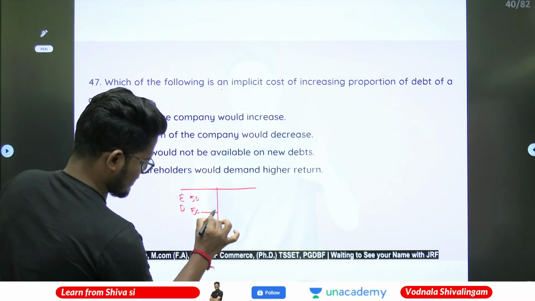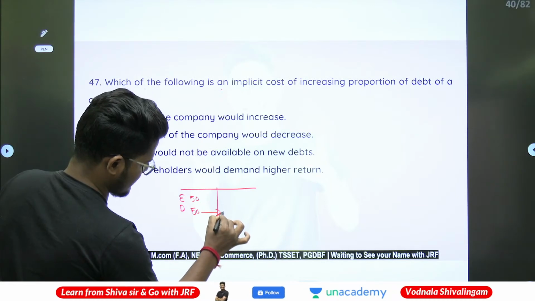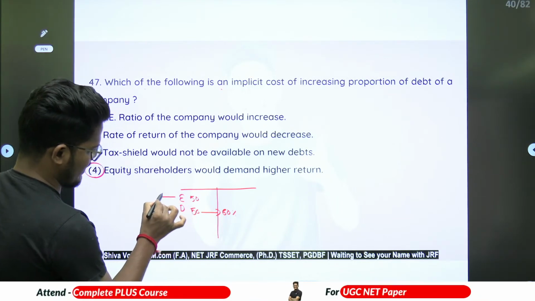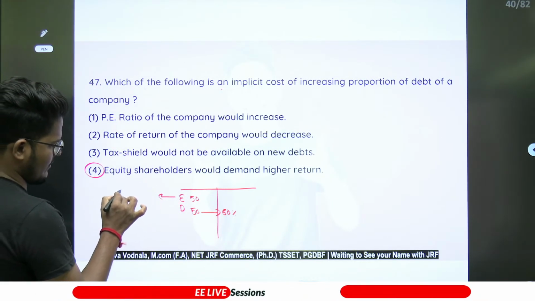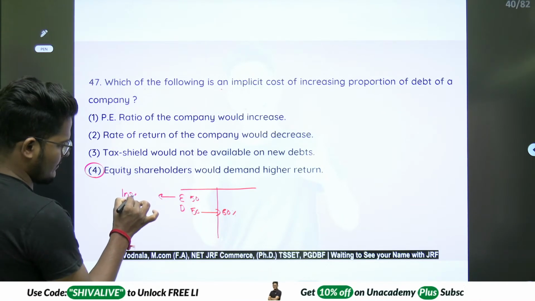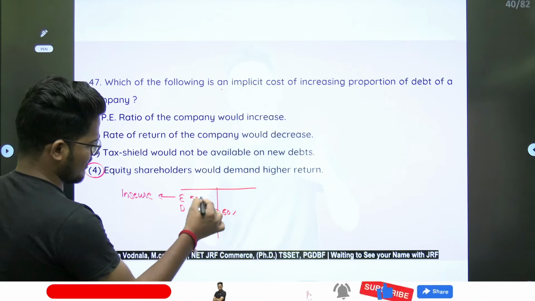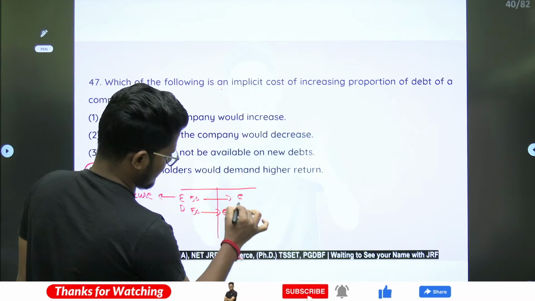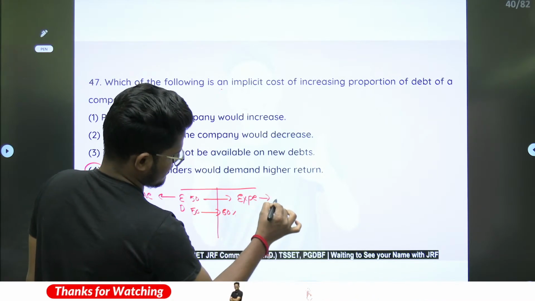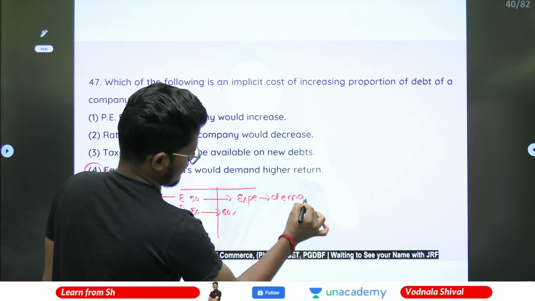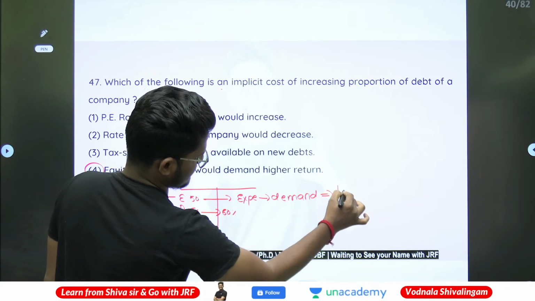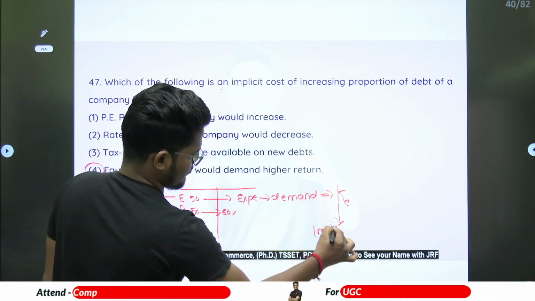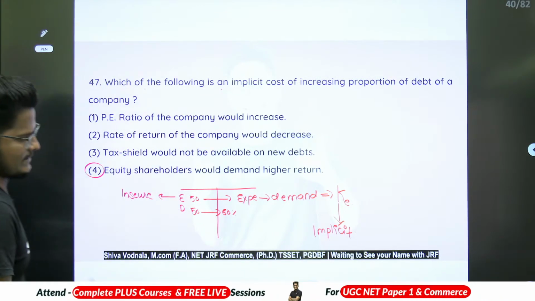But when you try to increase the debt from 50% to suppose 60%, then what happens? The equity holders, who are the owners, will feel insecure and they will demand more return because their ownership is getting diluted. Because of this, their expectation will rise and the cost will be more. So this will increase the cost of equity. Actually, this is an implicit cost. When you increase the debt, the implications will be like this.